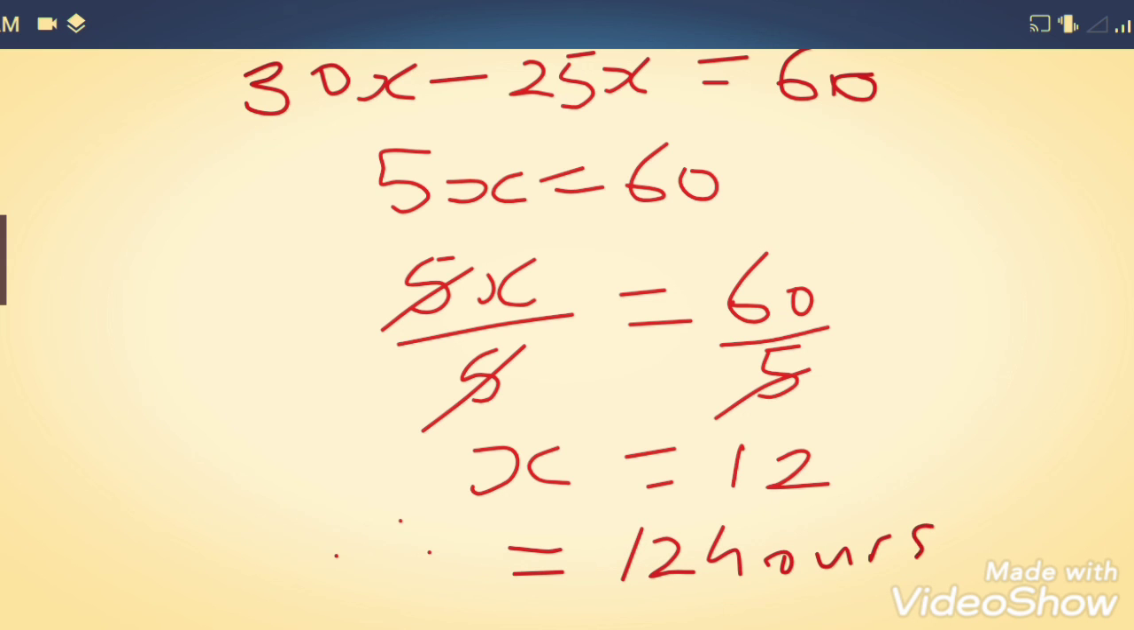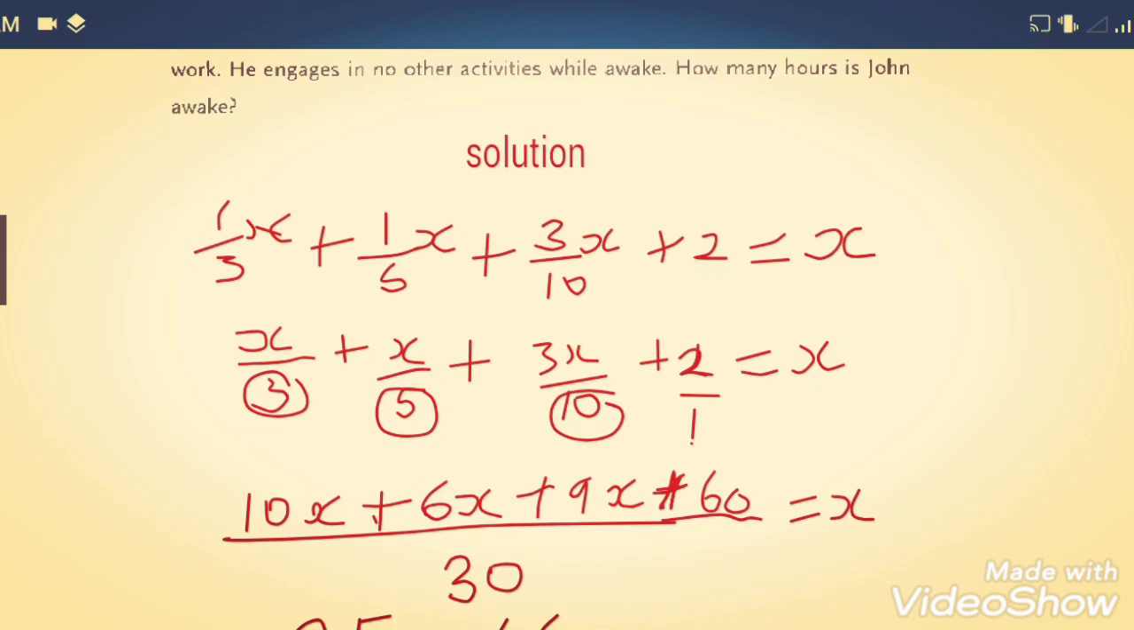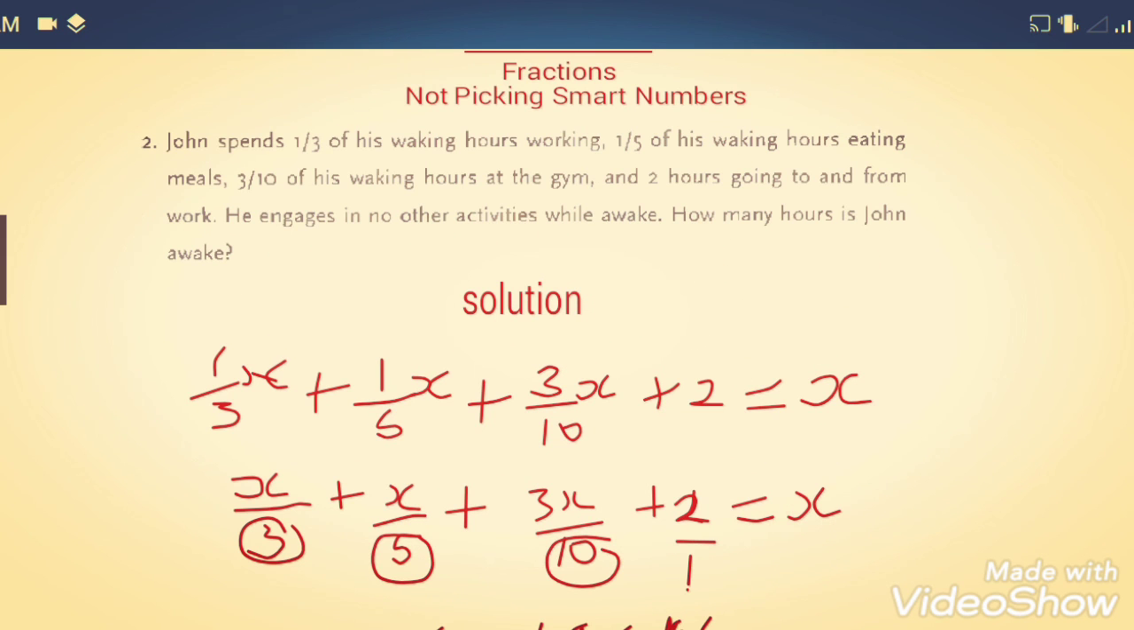Alright, so like I said again, whenever there is a specific amount in the question, you do not use the picking smart number method like you just saw here, but whenever there is a specific amount you use this direct method.